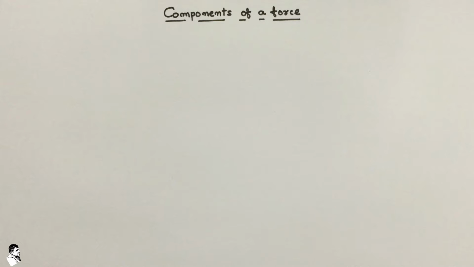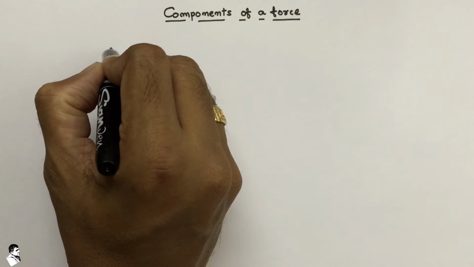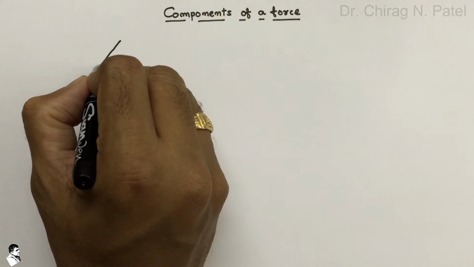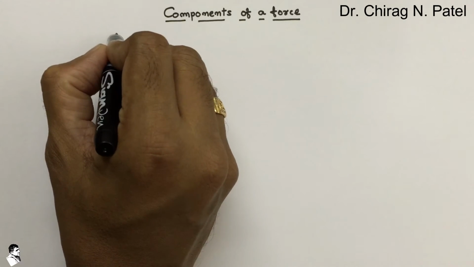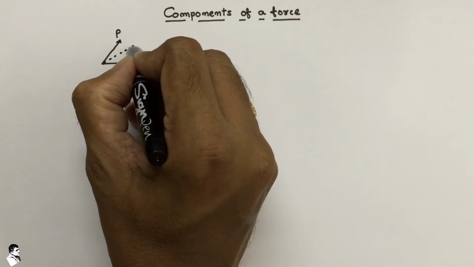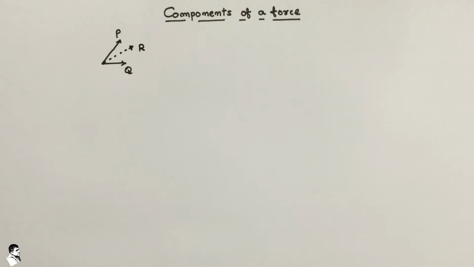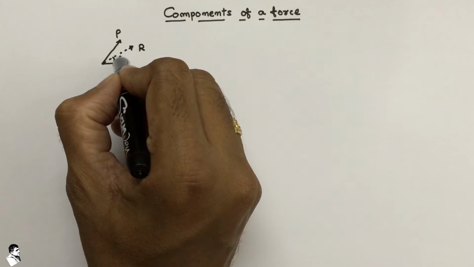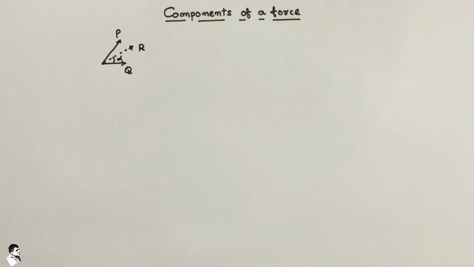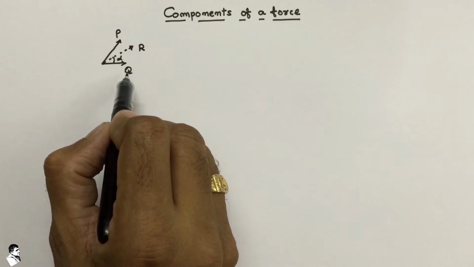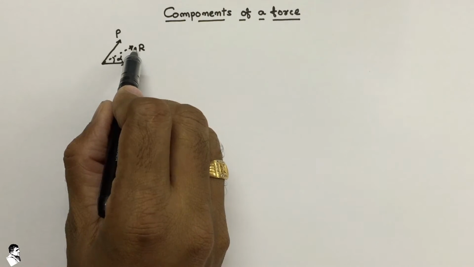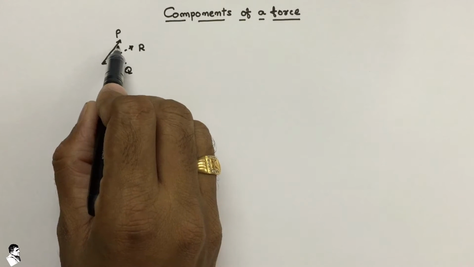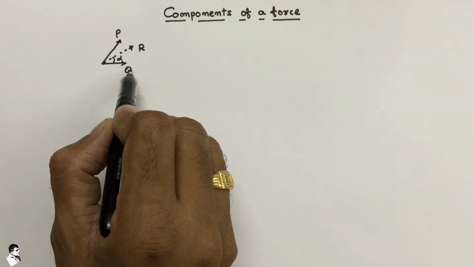Of a force. So in previous lectures we discussed that if we have two forces P and Q, the resultant of those P and Q forces is at some angle with respect to either force P or Q. Now in another way we can say that these forces P and Q are nothing but components of this resultant R. So one component in this particular direction and one component in this particular direction.